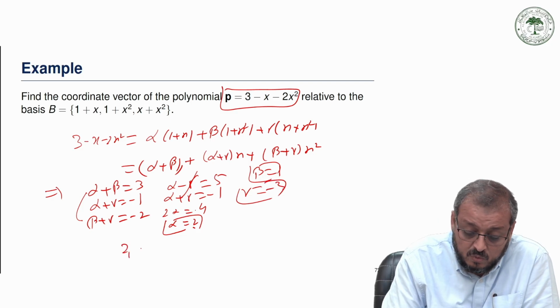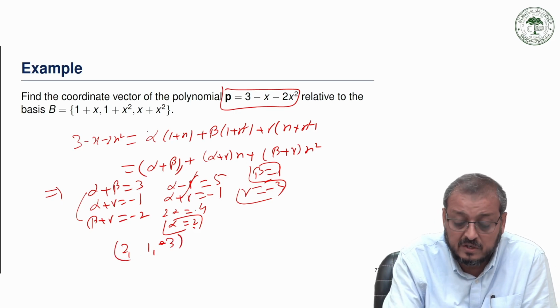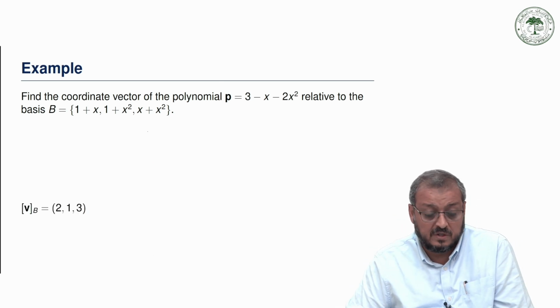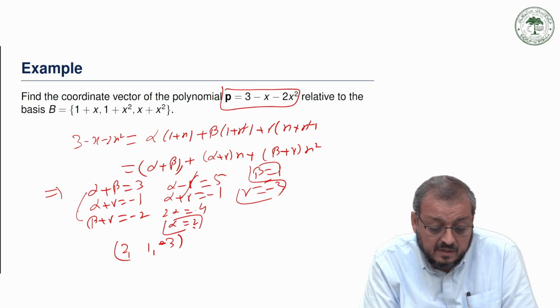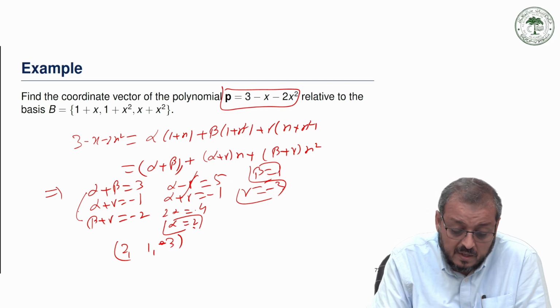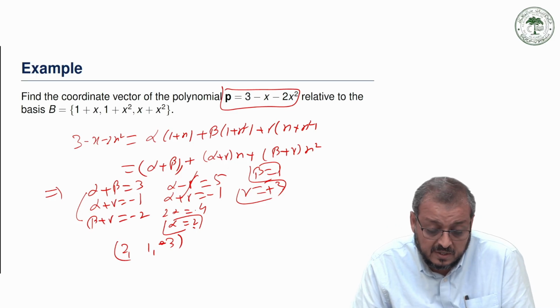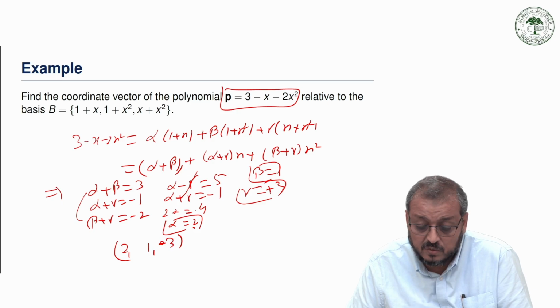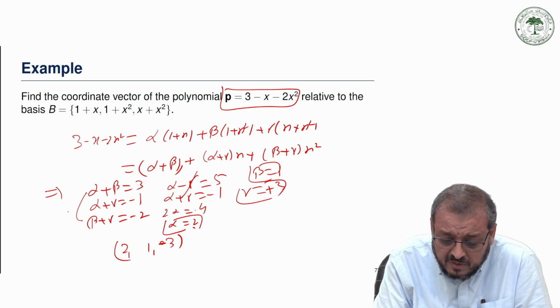So 2, 1 and minus 3 are the coordinate vector of this corresponding to this basis. This is clearly what we can say. So we are just calculating in this form. So we have to take this form. This is where we have to make a mistake: 2, 1 and 3.